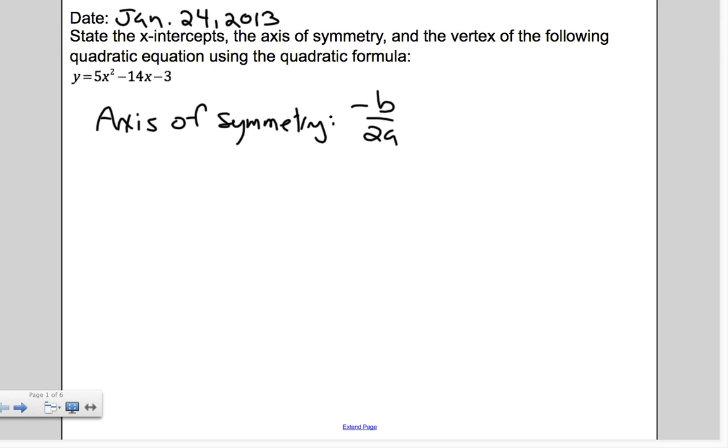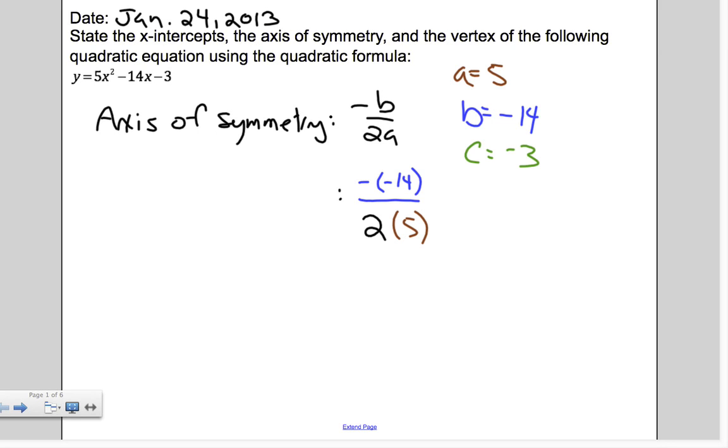Okay? So first let's take a step back. My a value is what in this equation? What's my a value? Sean? It'll be 5. What's my b value? Negative 14, we need the sign there. And c is negative 3. Okay? So we just plug in the a's and the b's. So axis of symmetry is negative b, negative 14, divided by 2 times a, which is 5. So that gives us positive 14 over 10, and that reduces to 7 over 5. Okay?